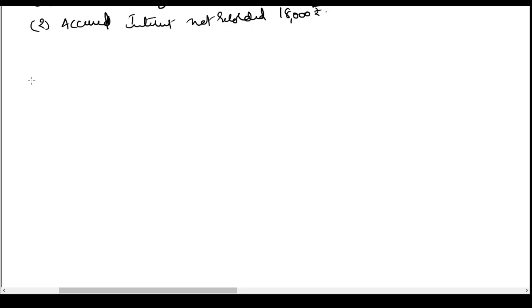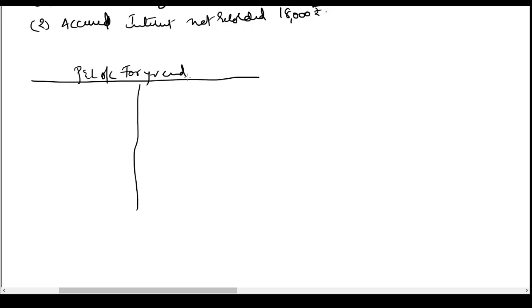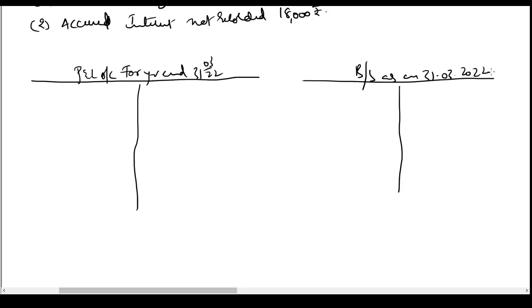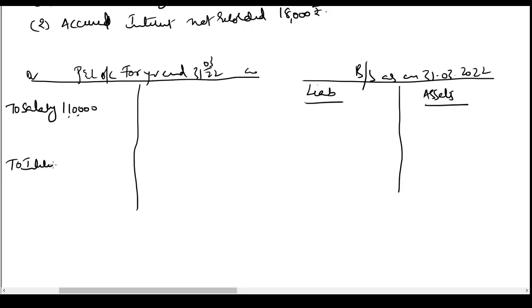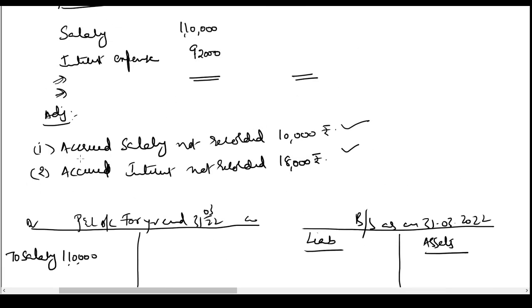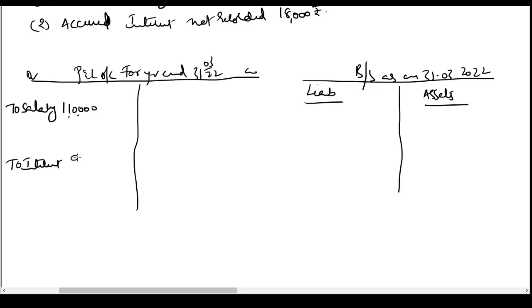So how are we going to prepare? I'll prepare the small P&L account because there is no item affecting the trading account. Profit and loss account for the year ended 31st March 22 and balance sheet as on 31st March 22. These are my liabilities, these are my assets. P&L account debit side is expenses and credit side is incomes. So we are given salary. I will write salary on the P&L account debit side, but in the inner column because I have some adjustments to make. There is also interest expense, which is transferred to the P&L account debit side. The interest expense amount is 92,000, so I'll write in the inner column 92,000.